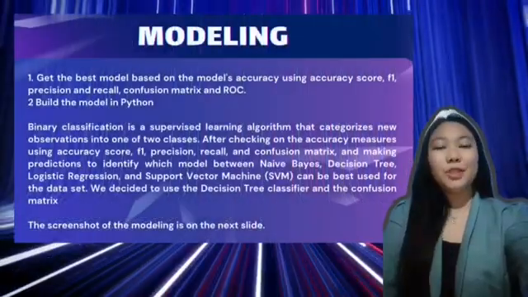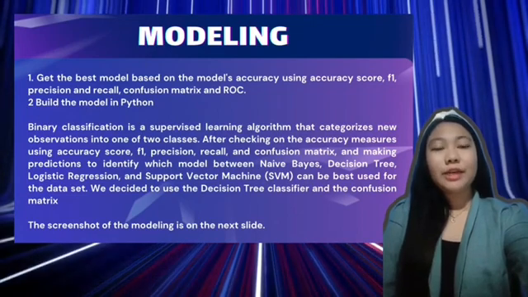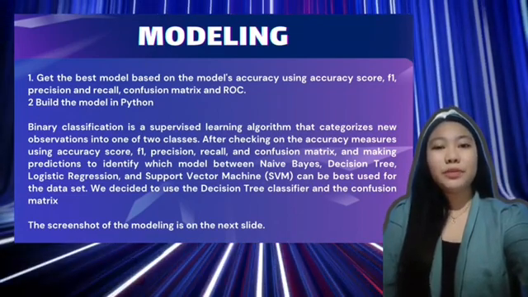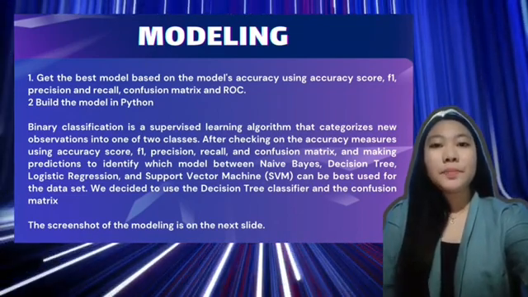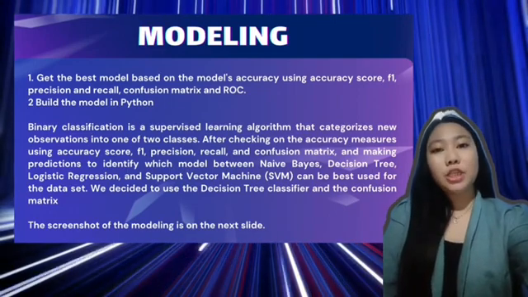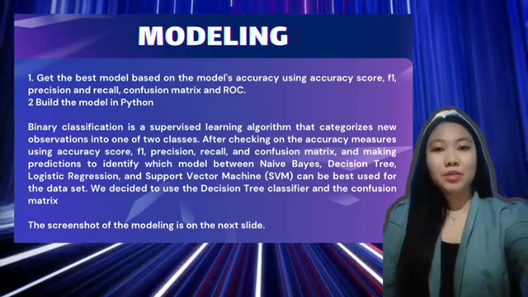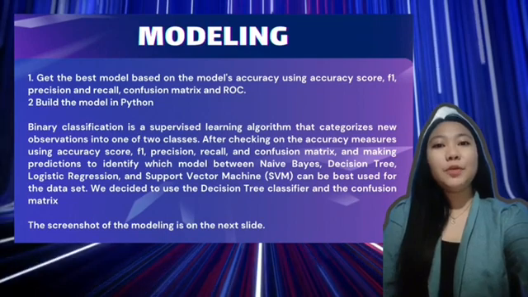So now let's proceed to modeling. After testing all the models, the first step you need to do is to get the best model based on the model's accuracy using accuracy score, F1, precision and recall, confusion matrix, and ROC. Next is to build a model in Python.